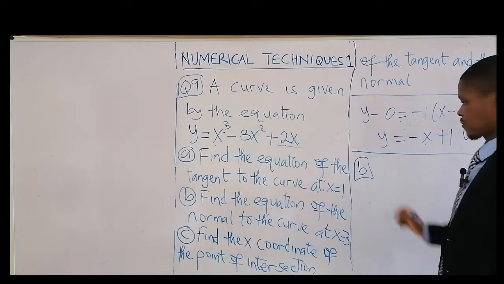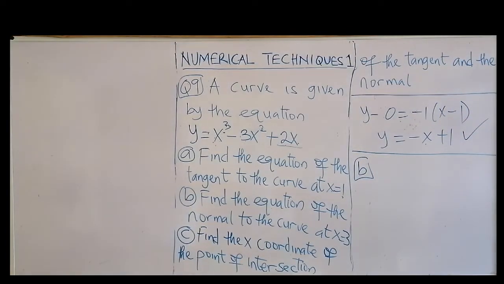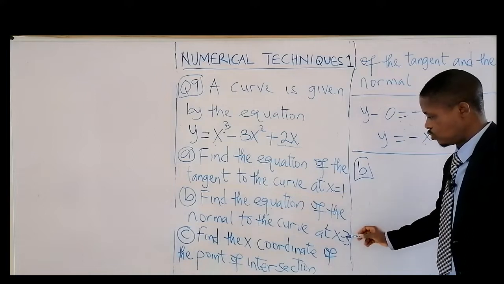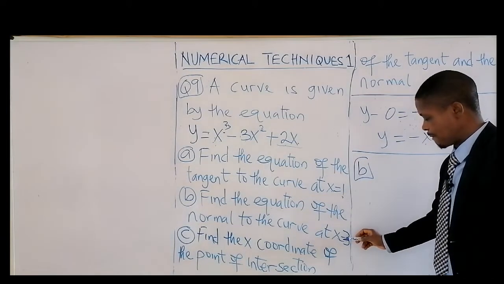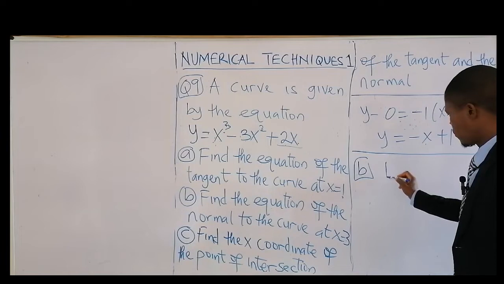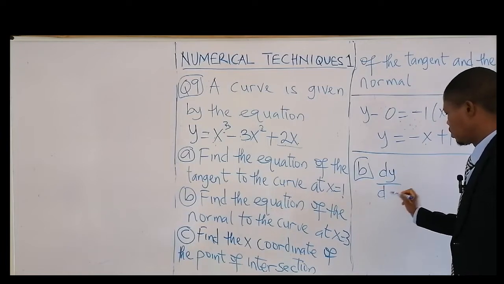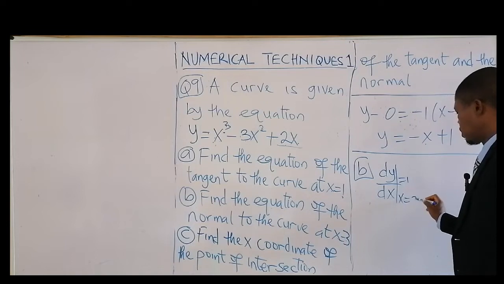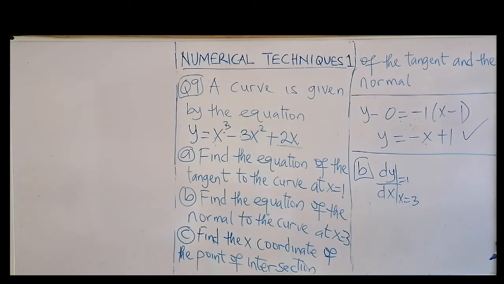For part B, the equation of the normal to the curve. The coordinate point for x is not the same as this one. So we need to get the dy/dx, which is the gradient, at x equal to 3. We need to get the dy/dx at x equal to 3, which will be equal to 3x squared minus 6x plus 2.